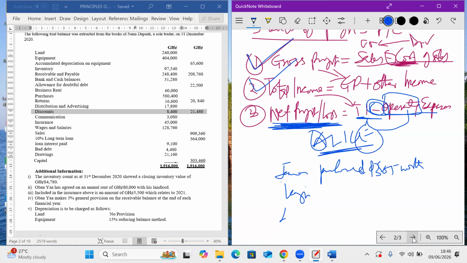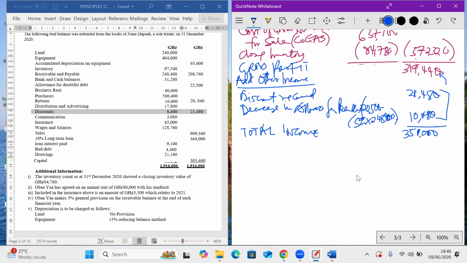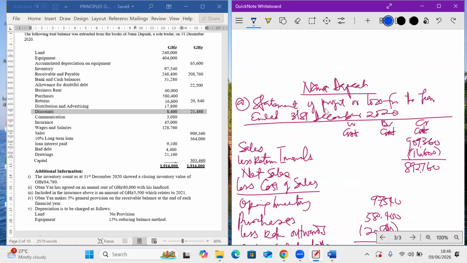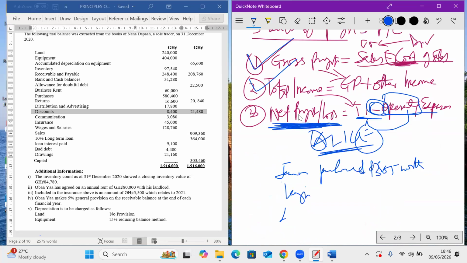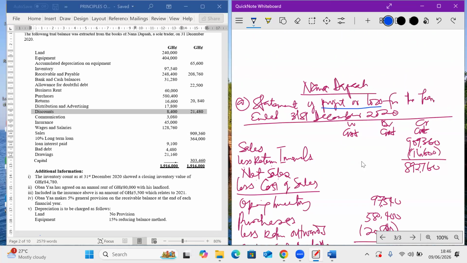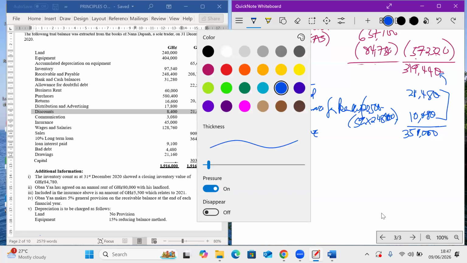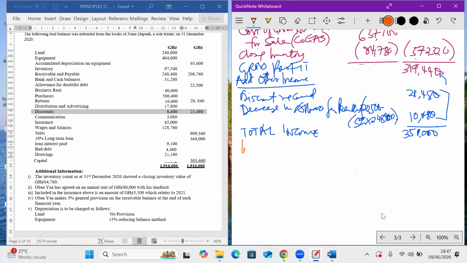So now we have our total income. For us to get the net profit, the name is called what? Statement of profit or loss. So for us to get this profit or loss at the end, which is the last level of profit here, net profit or loss, we have to go and bring the operating expenses. So let's go and bring the operating expenses. We'll say less operating expenses. Do you get it? Yes, sir.